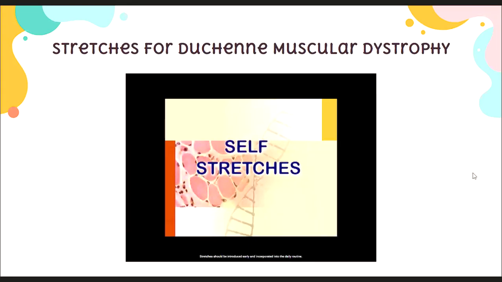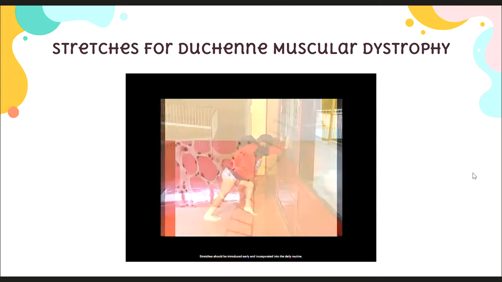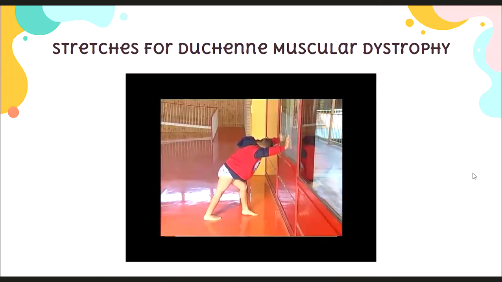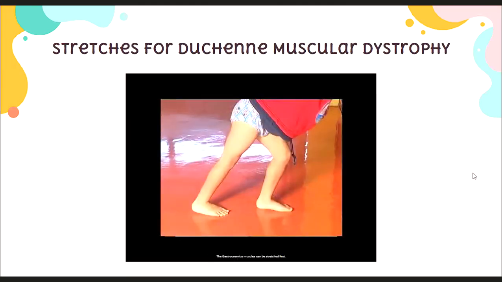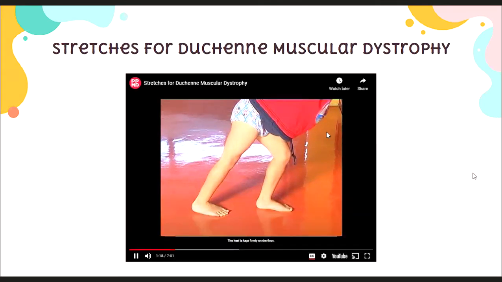Stretches should be introduced early and incorporated into the daily routine. Active self-stretching may be possible. The usual sports stretch against the wall is easy for most boys. The gastrocnemius muscles can be stretched first. It is important the toes point forwards and are turned in a little as well. The heel is kept firmly on the floor.